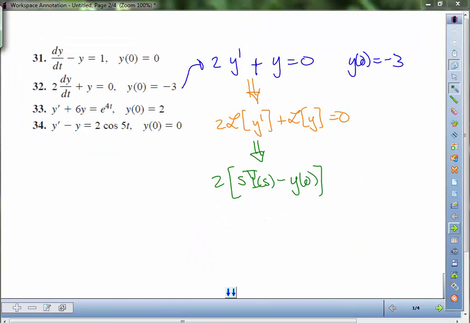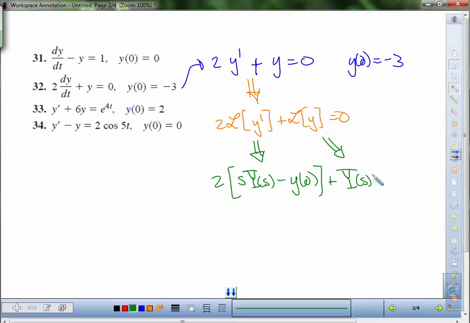So that's that part. This part has no derivatives involved, so we're just transforming the y into capital Y. And then we have 0 on the other side. Okay? All right, so that's all we got.